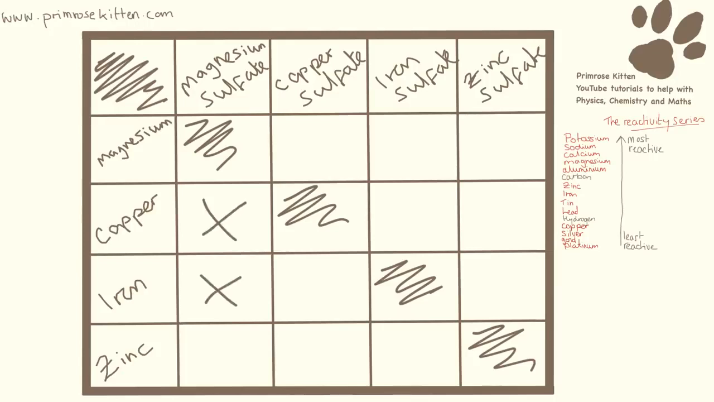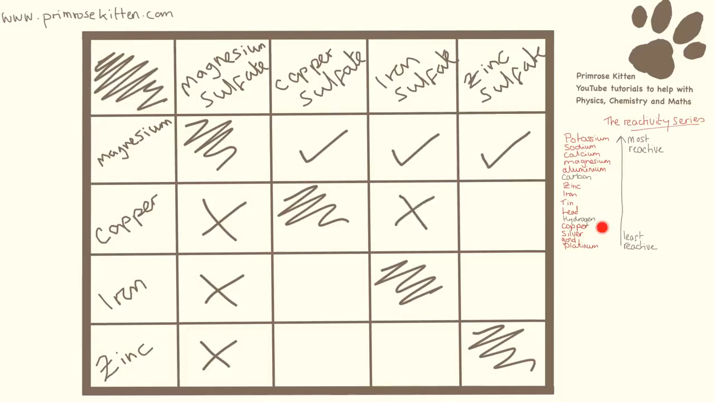So we are not going to get any reactions with the magnesium sulfate and anything, whereas the magnesium metal is going to have reacted with everything. Now we've already filled in this box here and this box here. If we look at copper and iron sulfate, we have copper here and iron here, so you wouldn't expect any reaction to go on here.